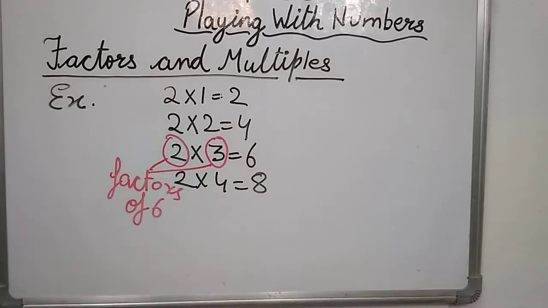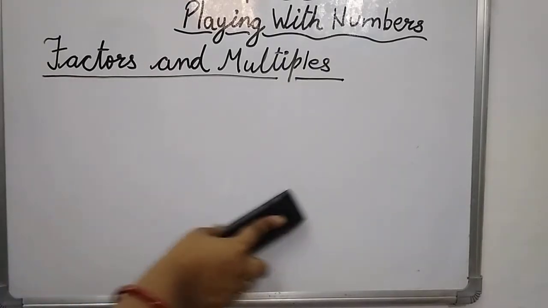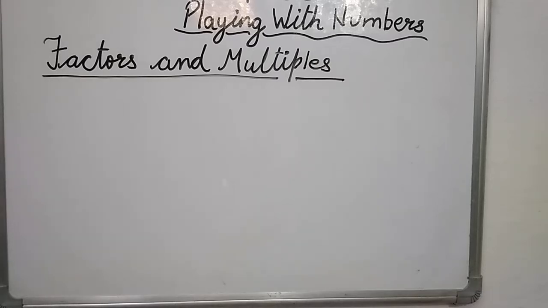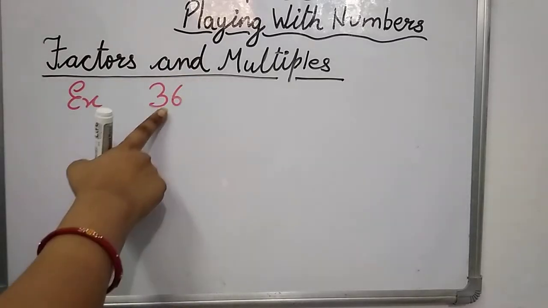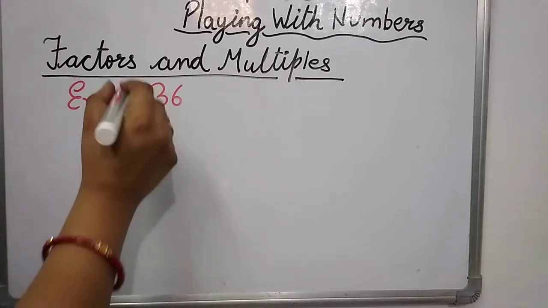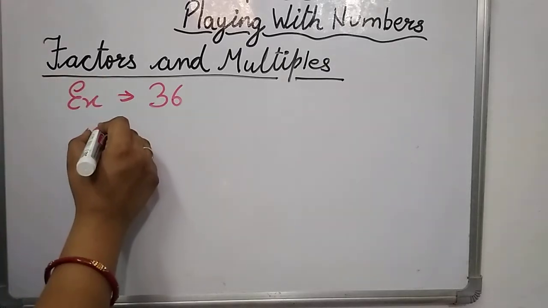So if you write any number in the form of a product of two numbers, those two numbers are factors of that particular number. You can find factors of any number by just calculating those numbers which can exactly divide that number. For example, I am taking 36. We need to calculate factors of number 36. For this, 1 is a factor of each and every number. So the first factor will be 1.